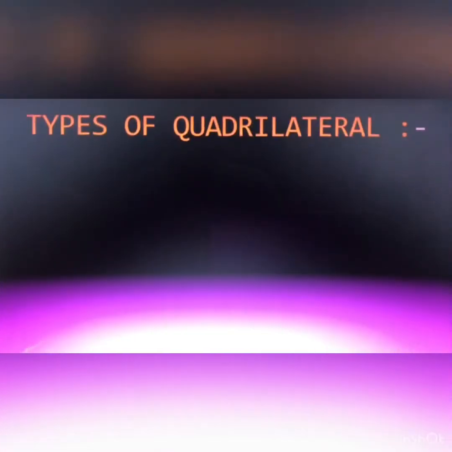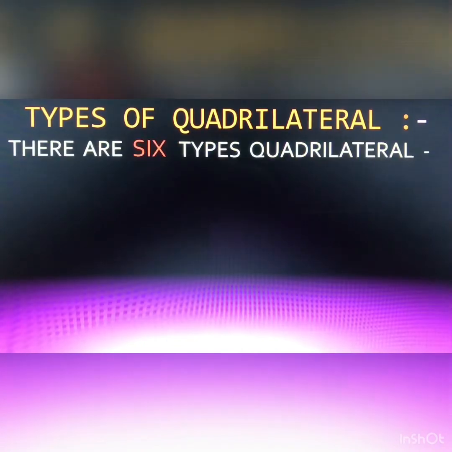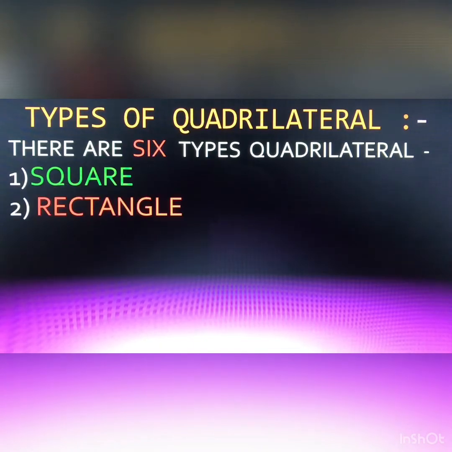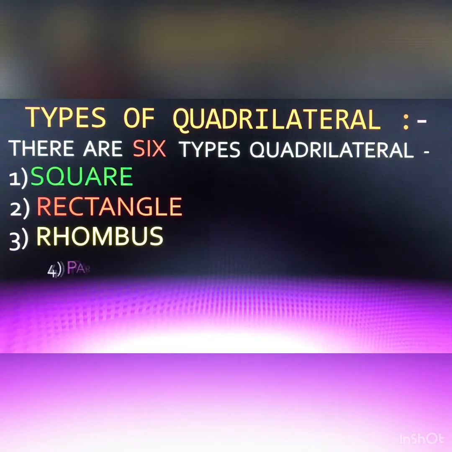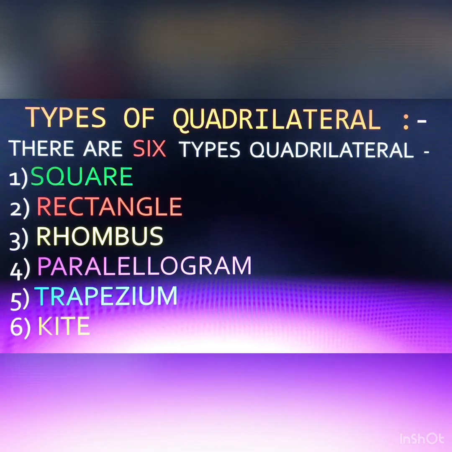Now types of quadrilaterals. How many types of quadrilaterals are there? There are 6 types of quadrilaterals. The first one is square, the second is rectangle, the third is rhombus, the fourth is parallelogram, the fifth is trapezium, and the last one is kite. So these are all the types of quadrilaterals. We will discuss these quadrilaterals one by one.